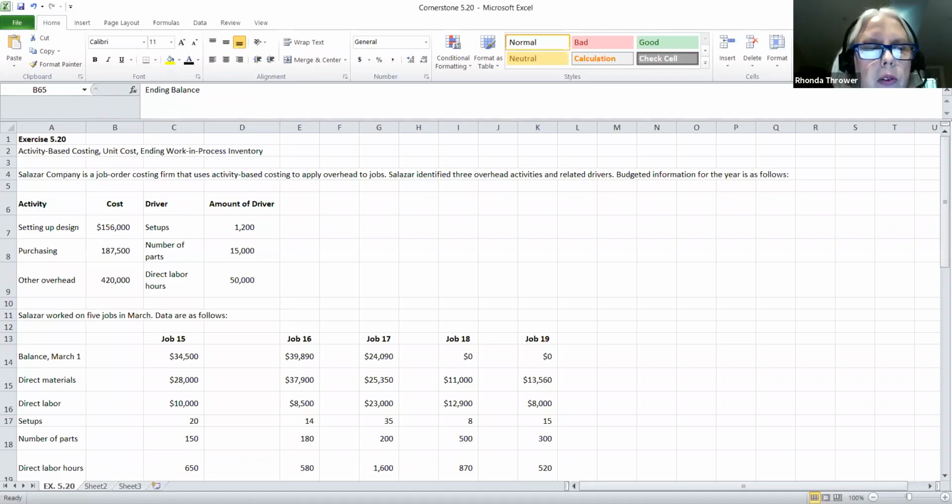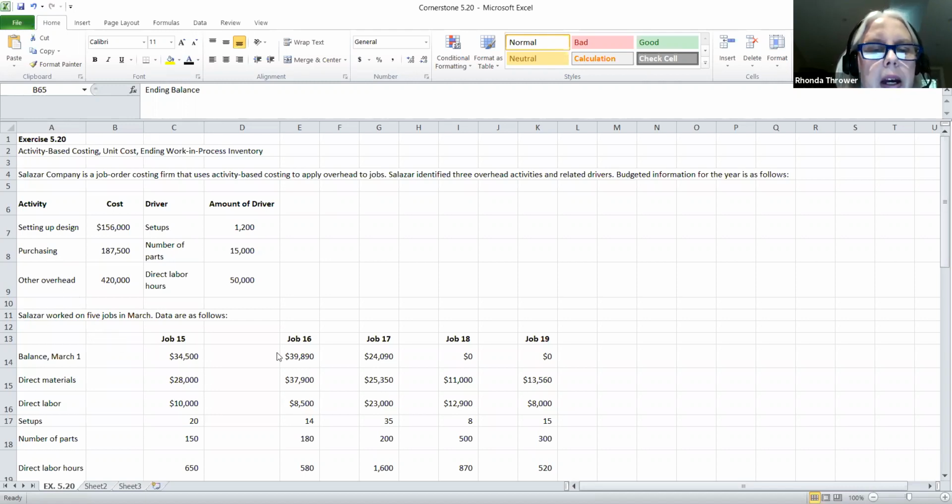And so you should be able to see exercise 520. We're going to be the Zaltzar company, and we're still using job order costing. And we're going to use activity-based costing to apply overhead to the jobs. There are going to be 3 overhead activities that we're going to be working on. The activities are setting up design, purchasing, and other overhead. This is how we're going to split or apply our overhead cost in this particular problem.